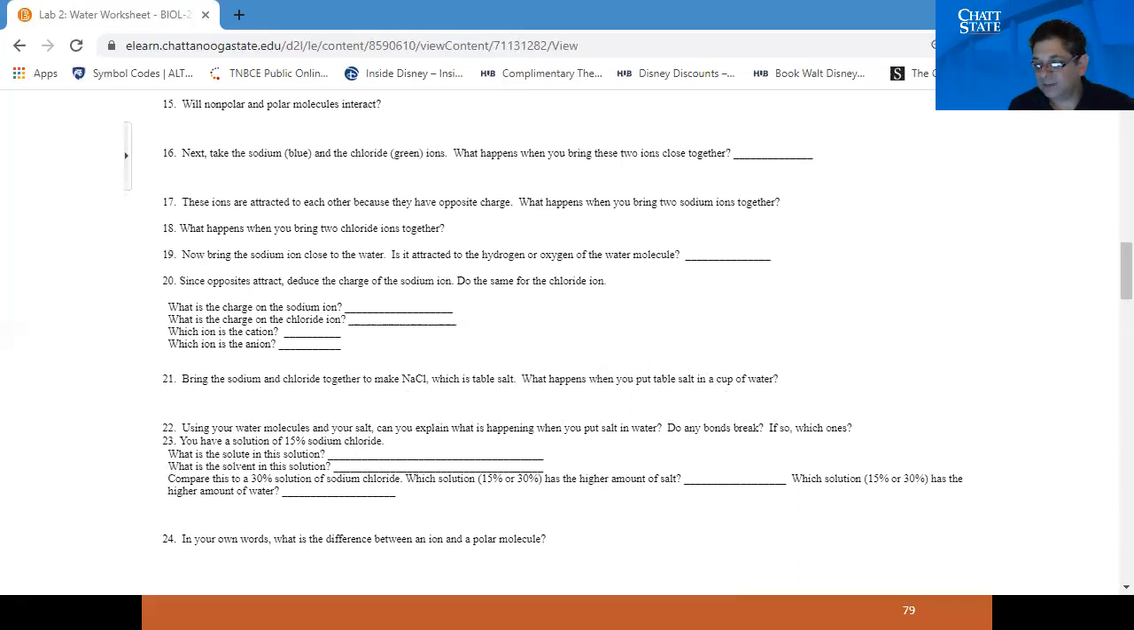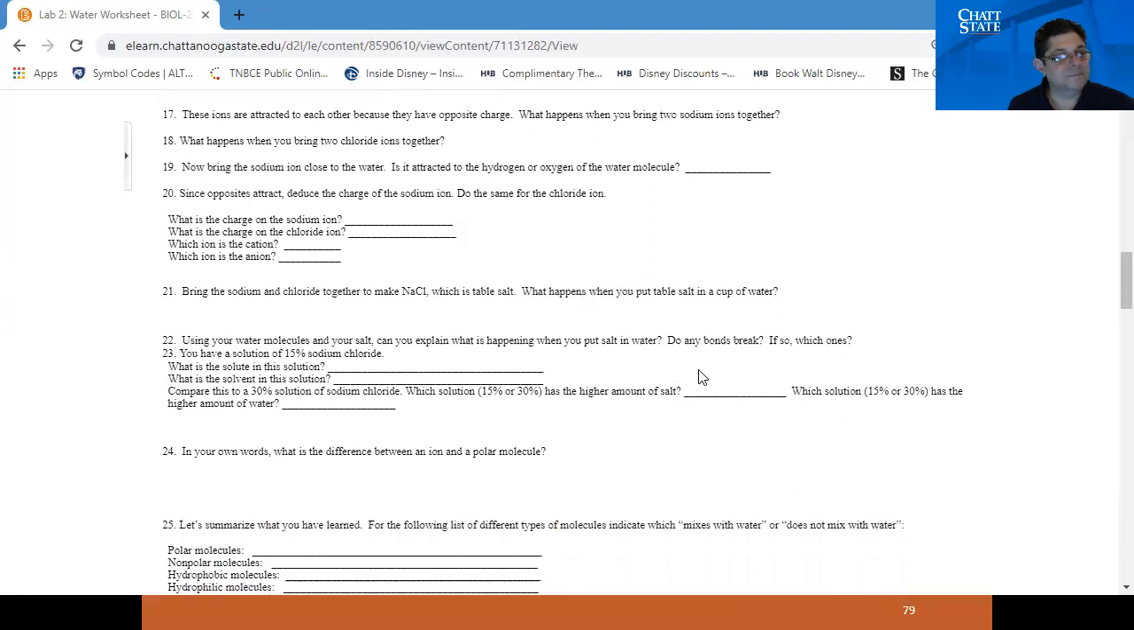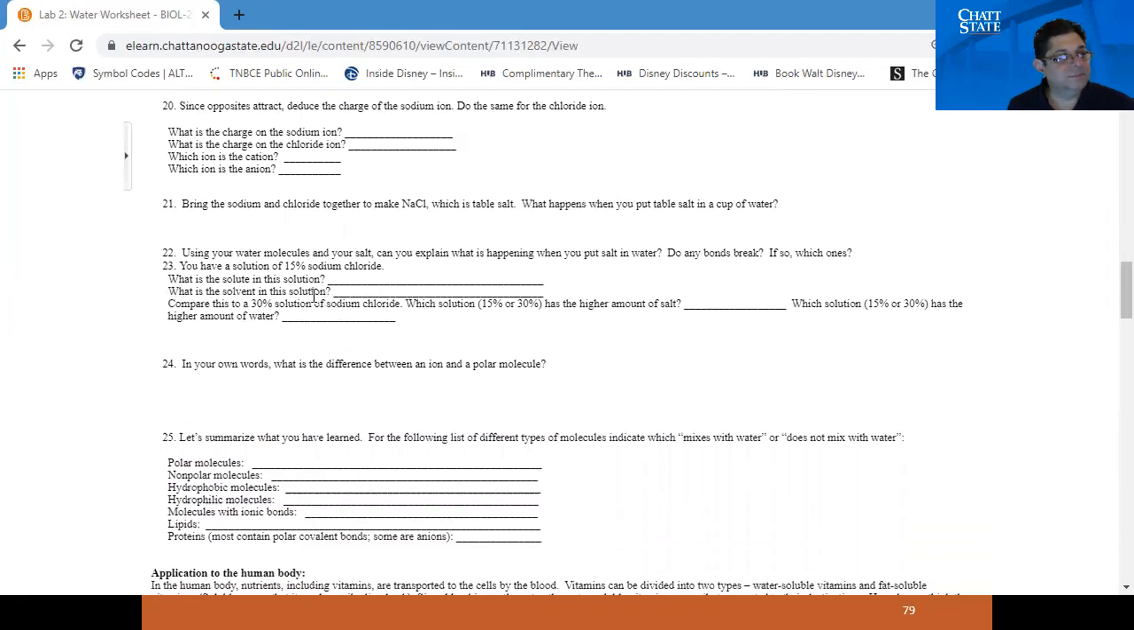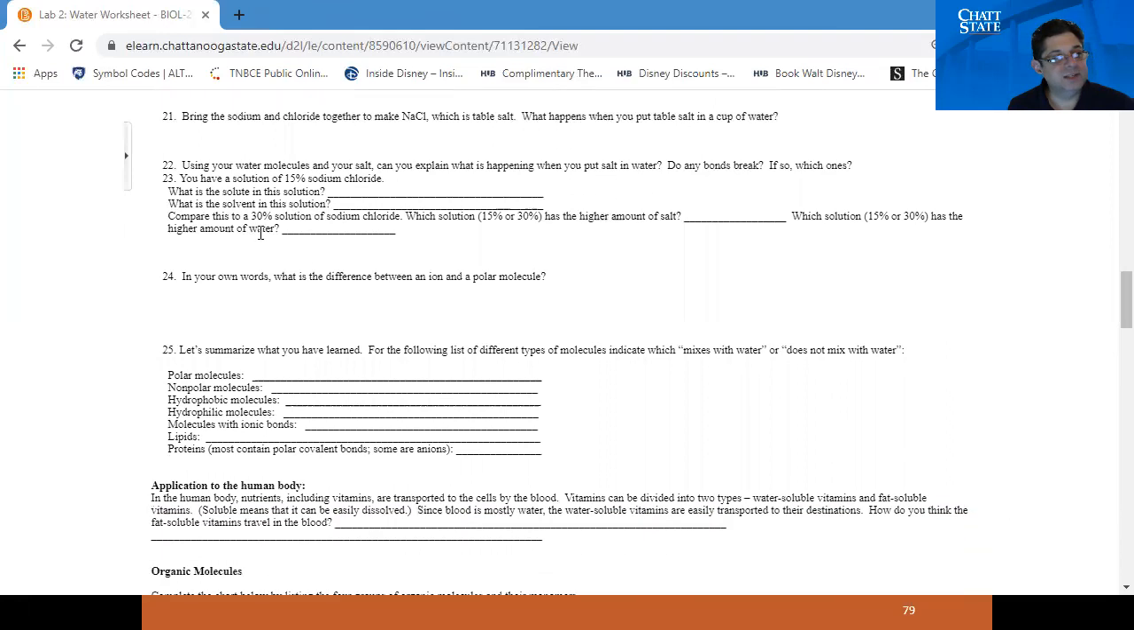Can you explain what's happening when you put salt in water? Do any bonds break? Oh yeah, those ionic bonds are breaking from it dissociating. Okay. So let's talk solutions. If you have a 15% sodium chloride solution, what's the solute? It is the sodium chloride.